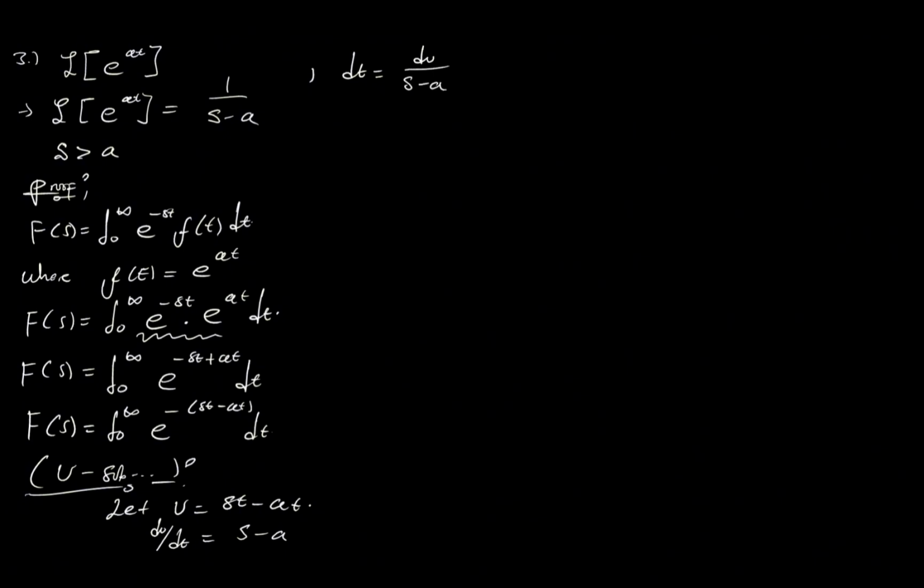Now, remember that the S domain is equal to the integral from 0 to infinity of e. Remember, we have made a substitution of u, so we're having e to the minus u dt. We now know the value of dt, so we say the S domain F of s is equal to the integral from 0 to infinity of e to the minus u dt. In this case, dt is du over s minus a.